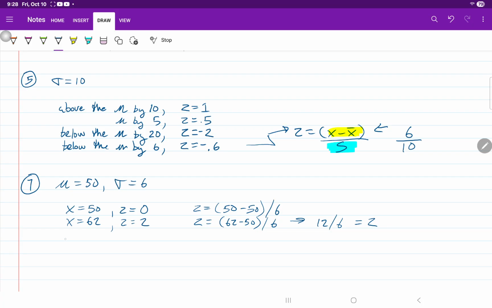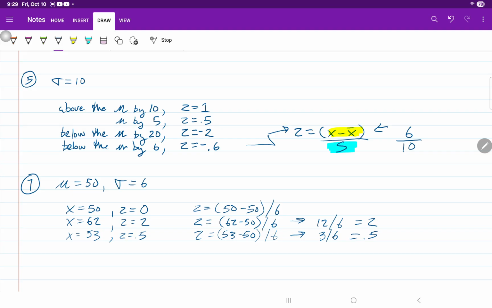Okay, the next one is x equals 53. So again, z equals 53 minus 50 divided by 6. So 53 minus 50 is 3. Again, divided by 6. That's going to equal 0.5. 3 over 6 is a half. So z equals 0.5.